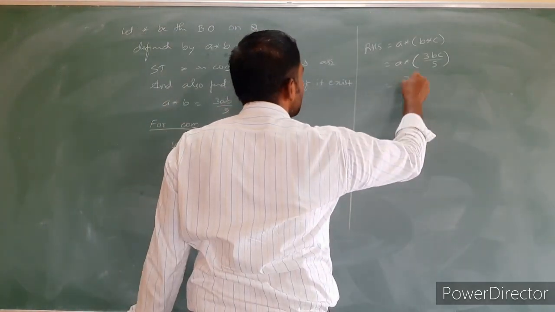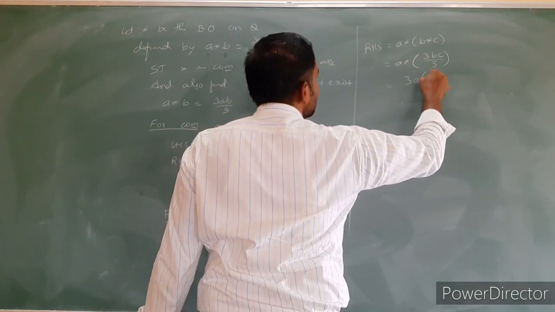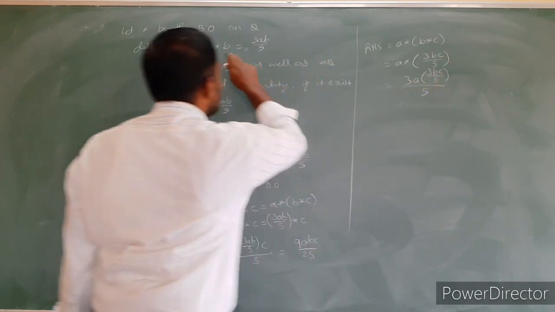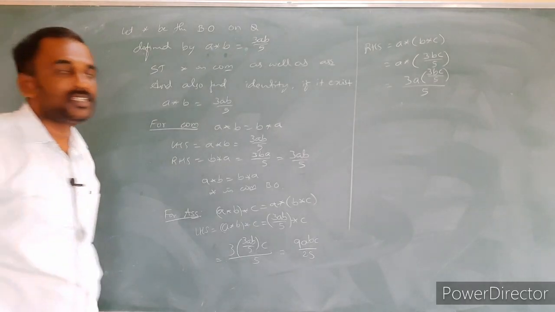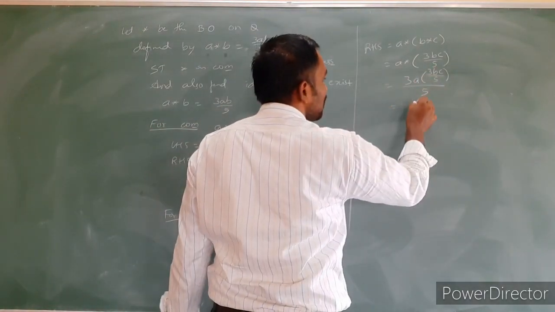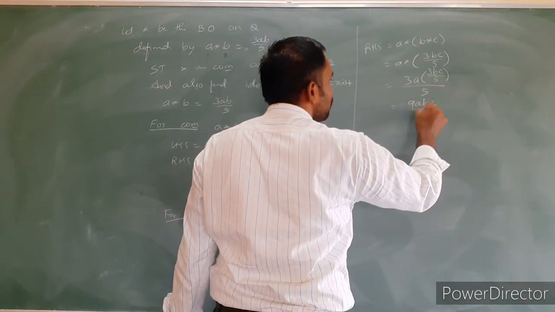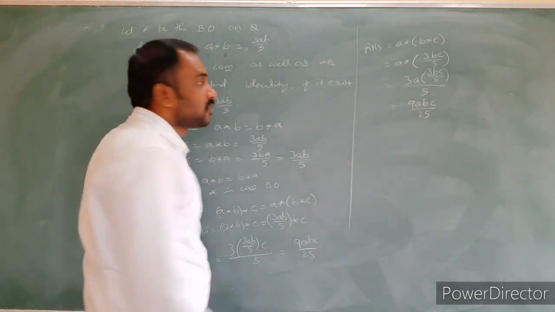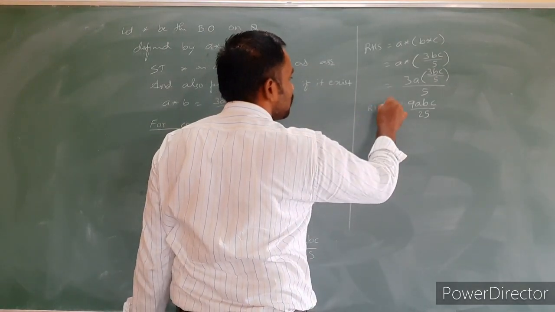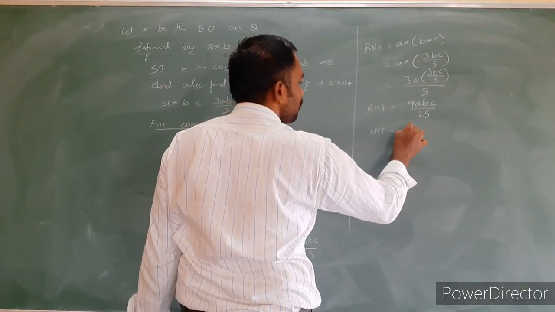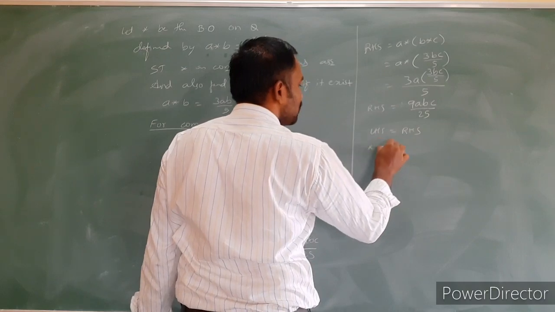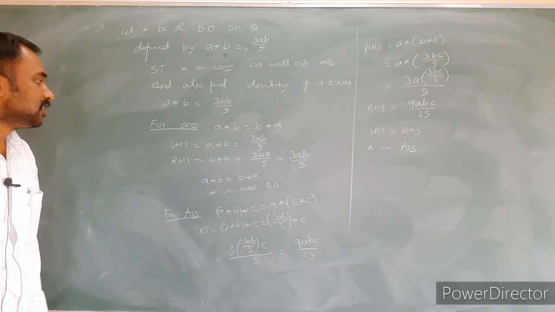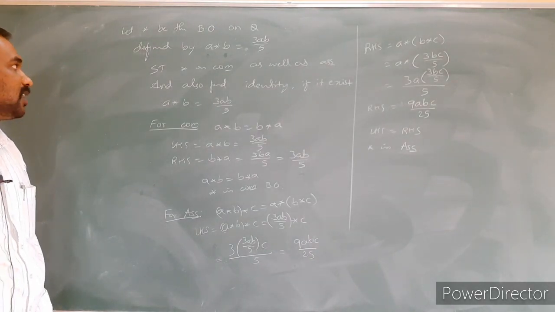What will we get? 3 as it is, a is nothing but a as it is, b is nothing but 3bc by pi, whole thing divided by pi. Just compare the position. Now 3 3s are 9, abc by pi squared, 9abc by pi squared. LHS is equal to RHS. LHS is equal to RHS means what we got? Star is an associative binary operation. We got that star is an associative binary operation.